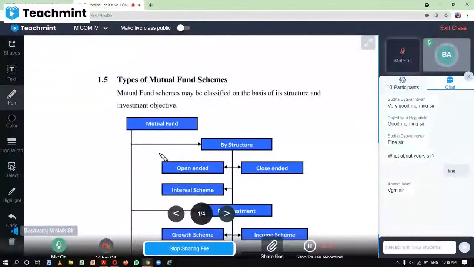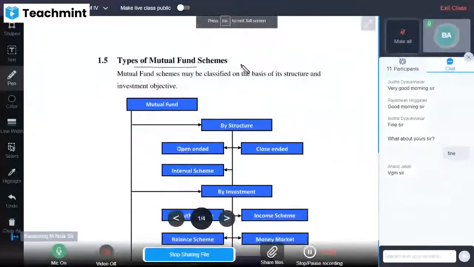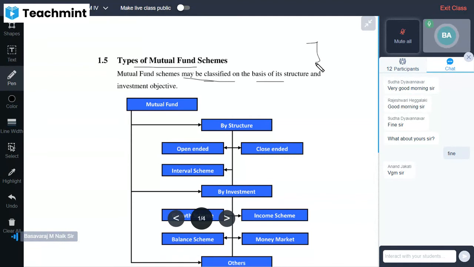So in this class we will discuss what are all the different types of mutual fund schemes that have been classified in different ways. Mutual fund schemes may be classified on the basis of their structure and investment objectives. According to the structure, the size and scope of a mutual fund scheme, as well as the investment objectives, the different mutual funds have been categorized.